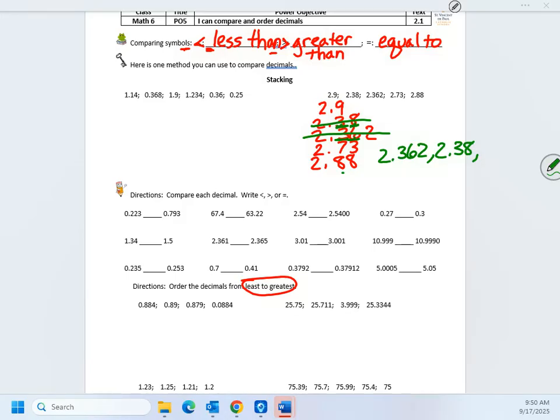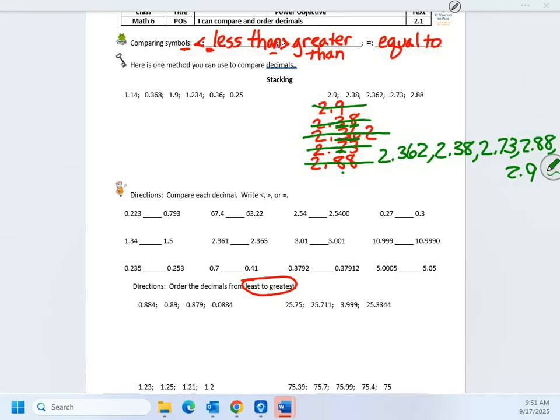I'm looking at that tens place and I see a 9, a 7, and an 8. Which one am I going to put, Avery? 2.73. 2.73, because 7 is the next smallest number. What comes next, Alex? 2.88. And what is my biggest number? Fernanda? 2.9.